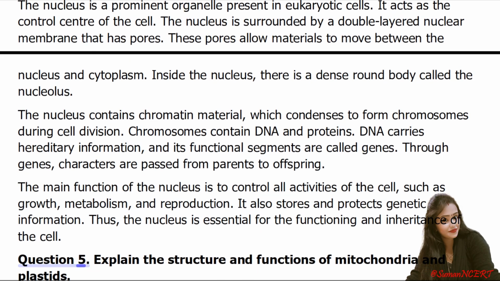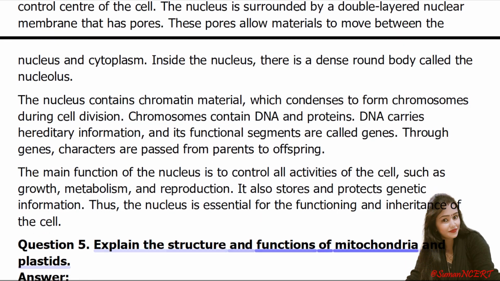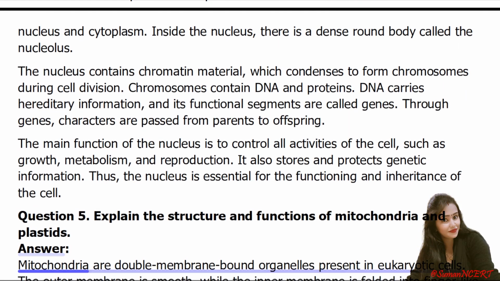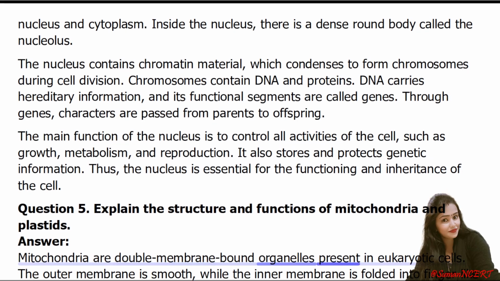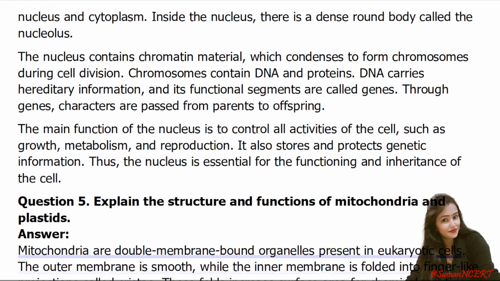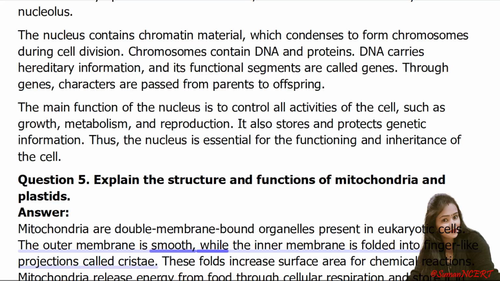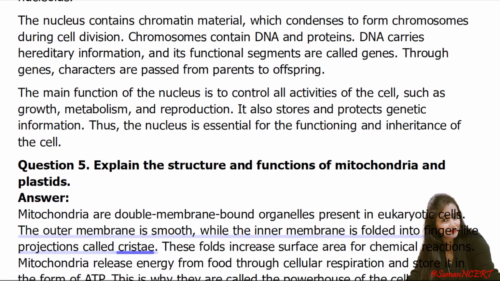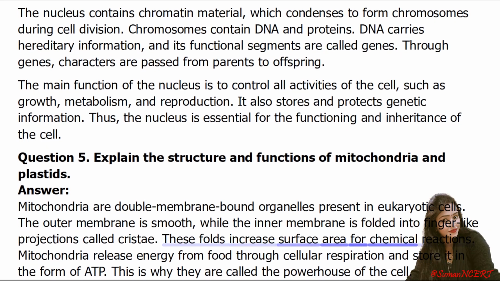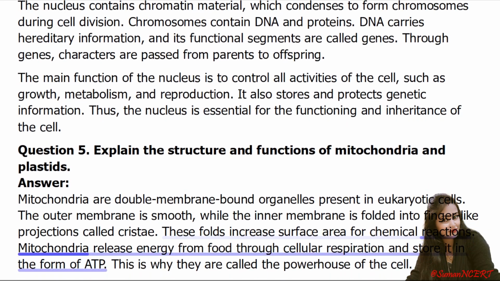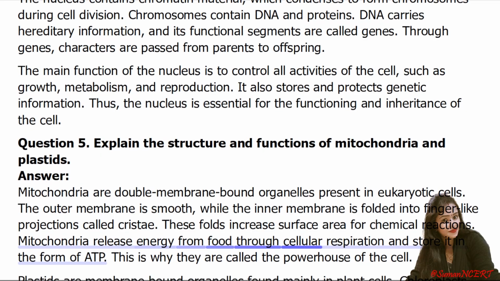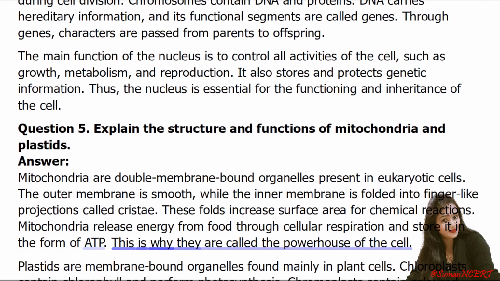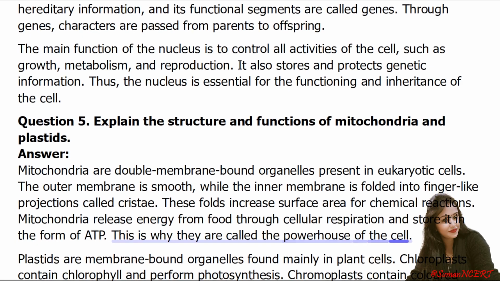Question 5. Explain the structure and functions of mitochondria and plastids. Answer. Mitochondria are double membrane-bound organelles present in eukaryotic cells. The outer membrane is smooth, while the inner membrane is folded into finger-like projections called cristae. These folds increase surface area for chemical reactions. Mitochondria release energy from food through cellular respiration and store it in the form of ATP. This is why they are called the powerhouse of the cell.